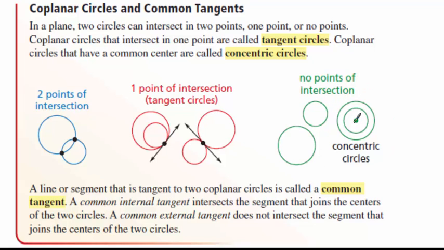So I can have a bunch of concentric circles like on a bullseye, and they don't have any points in common. They never intersect at all. They don't have any tangents in common. They can't because they don't meet. So make sure you have these guys down.